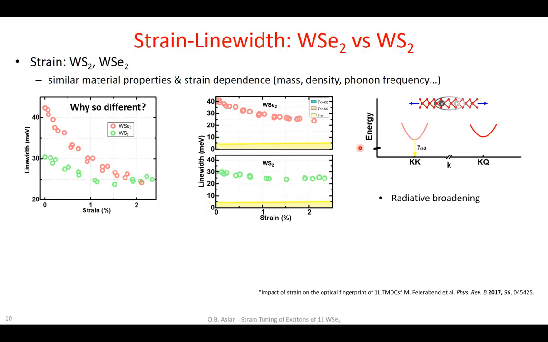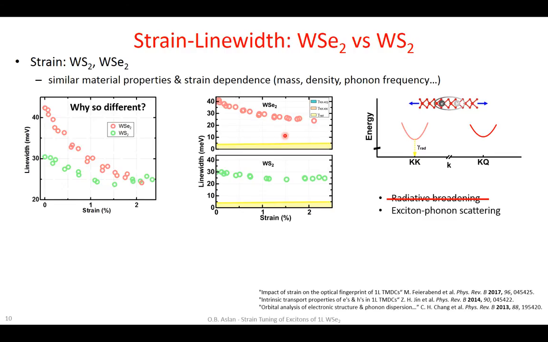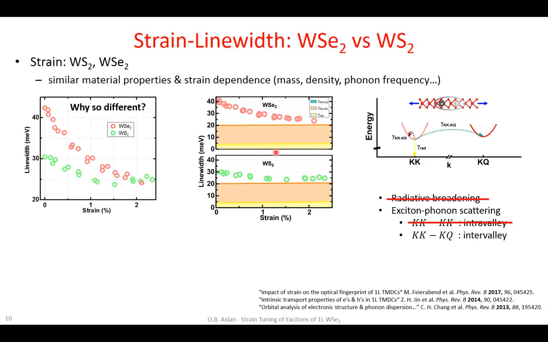Okay, let's look at the strain dependence of the line width. First, the radiative broadening, which is only a few meV, and it doesn't change much with strain. It increases only a little bit. So therefore, this does not explain the difference between the two materials, and it does not explain the decrease in the line width. Next, we look at the exciton-phonon scattering. The first mechanism is the intravalley KK scattering, and that also does not strongly depend on strain, and it does not explain the results.